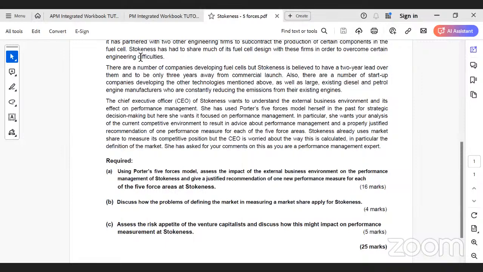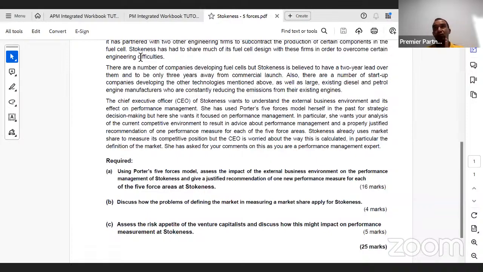All right. So using Porter's five forces model, assess the impact of the external business environment on the performance management of Stokeness. Right. What is Porter's five forces model? That is the model, no, but what is Porter's five forces model? That is the first thing we need to say.